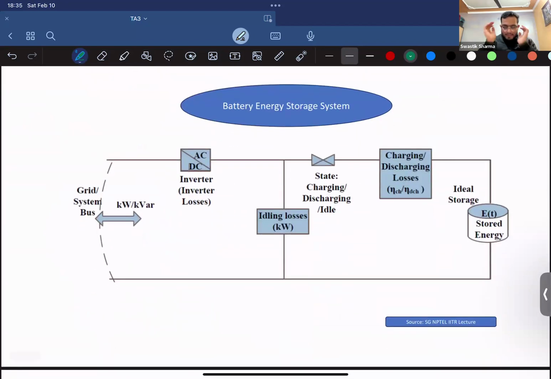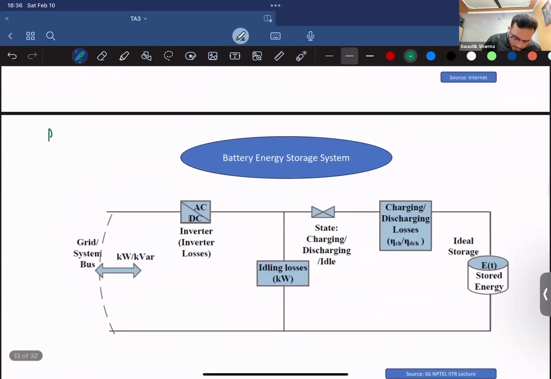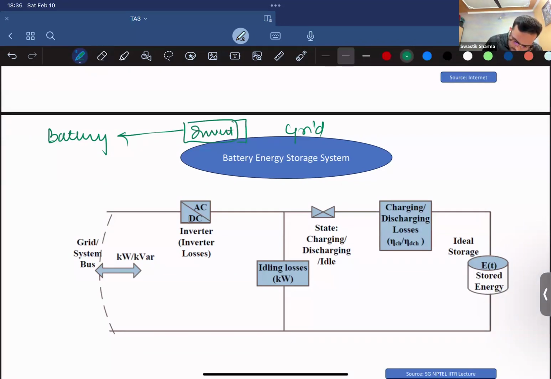So now let's talk about a battery energy storage system and how it looks. As I told you, in order to use a battery with the grid, let's say this is the grid, you need to have an inverter. What does an inverter do? Can anyone tell me? So, an inverter converts DC to AC.